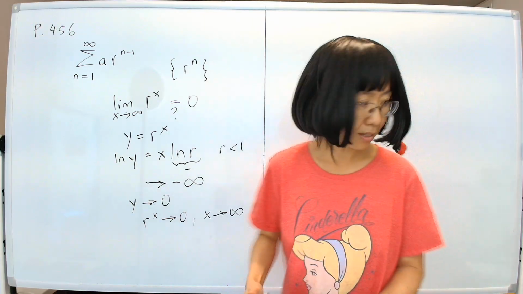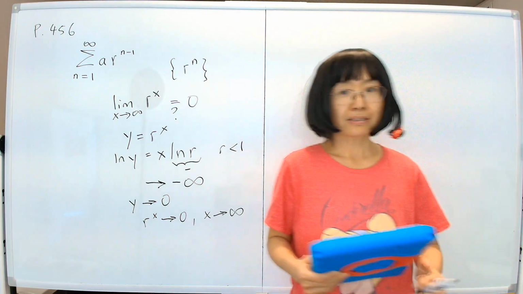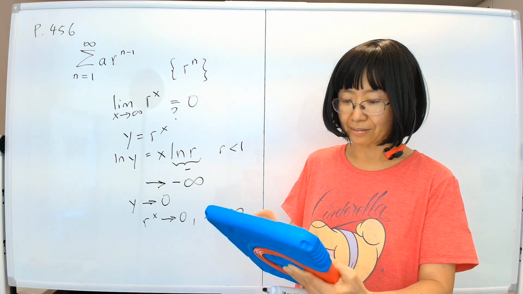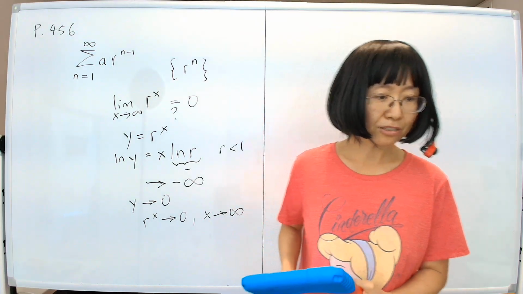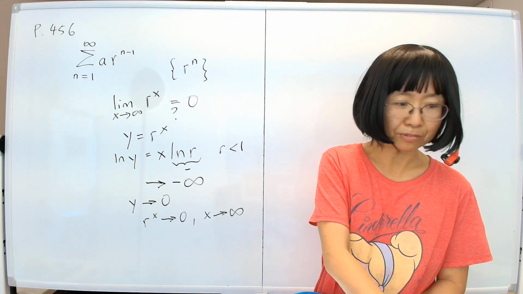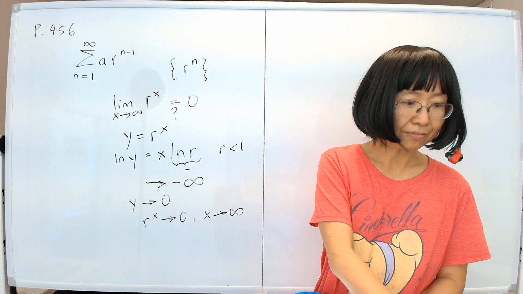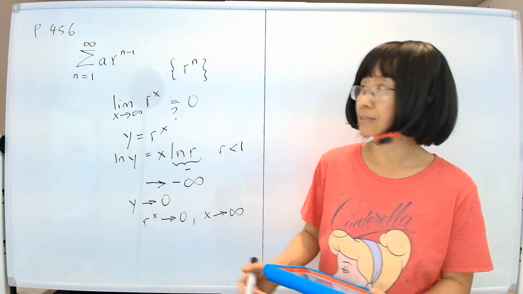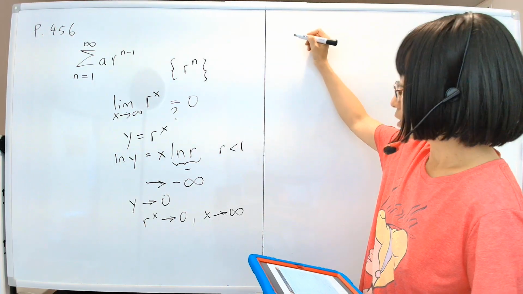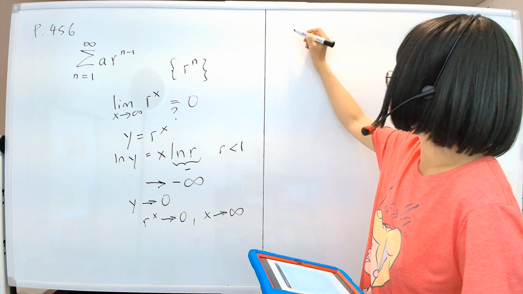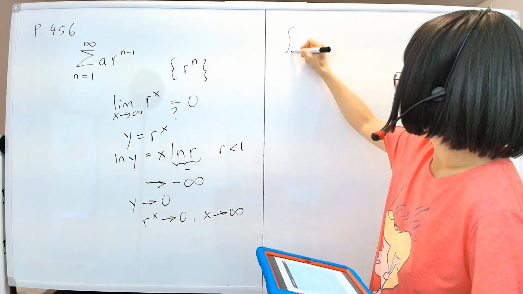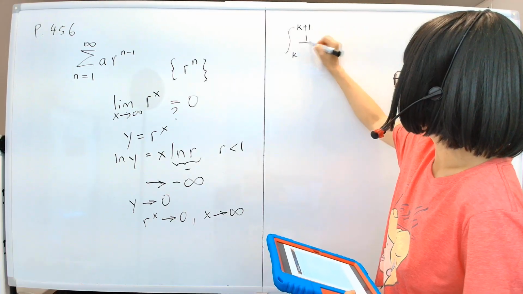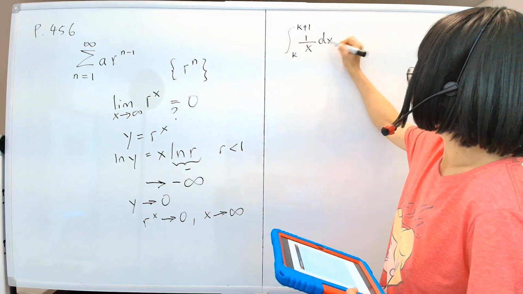However, the book is negligent in this problem in giving hints. So I wrote down extra hints in your homework description, that you have to consider the definite integral from k to k plus 1 of 1 over x as area under the curve. In other words, I would like you to think about the integral from k to k plus 1 of 1 over x dx. And that is what I mean.